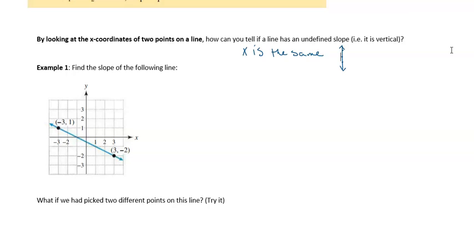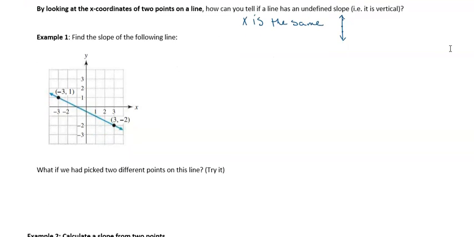So let's look at this example. We'll call this one point 1 and this one point 2. So m equals the change in y over the change in x. So we've got y2 minus y1, and you need to do it in the same order. If you do this in a different order, you're going to get the opposite sign for the slope. If it's positive, you would get negative, and if it was negative, you would get positive. So be careful. We're going to call y2 point 2, so that's going to be negative 1 minus y1, which is 1.